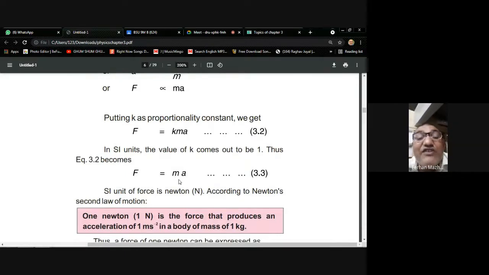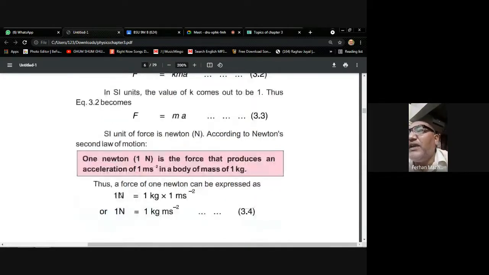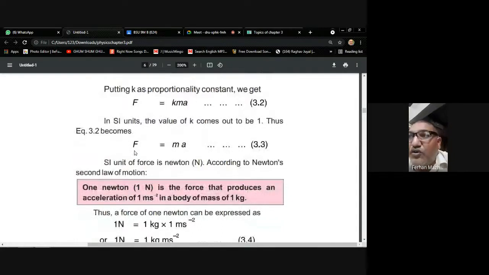F is the net force, the resultant force. M is the mass of the body. A is the acceleration produced in the body. Okay. Yes sir, can you define also? From here, the unit of force is Newton. You remember the unit we use to measure force is Newton, the mass is measured in kg, and the acceleration is measured in meter per second square.